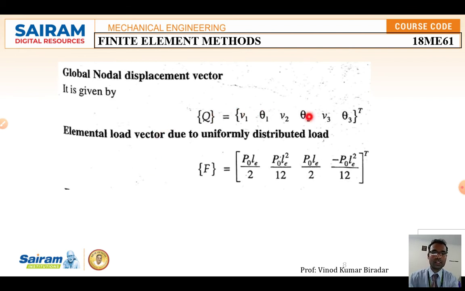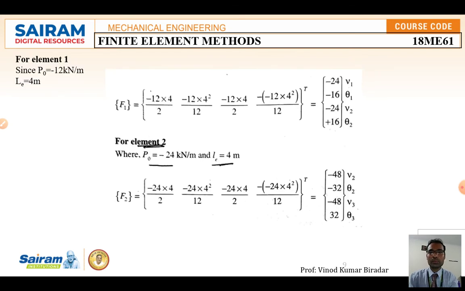So these are the nodal displacement vector: Q is equal to v1 theta 1, v2 theta 2, v3 theta 3. Okay, since the given problem belongs to the UDL, for the uniform distributed load we have already derived this equation: F is equal to P naught LE by 2, P naught LE square by 12, P naught LE by 2, minus P naught LE square by 12. Okay, this is the formula due to uniform distributed load. So for the first element you need to calculate. For the first element the uniform distributed load is 12, second element is 24. Calculate them separately. For the first element P naught is equal to minus 12 kilonewton, substitute in that equation, you are going to get this.